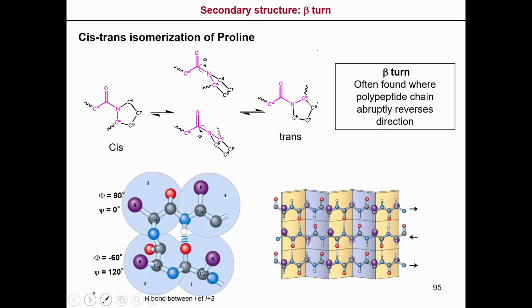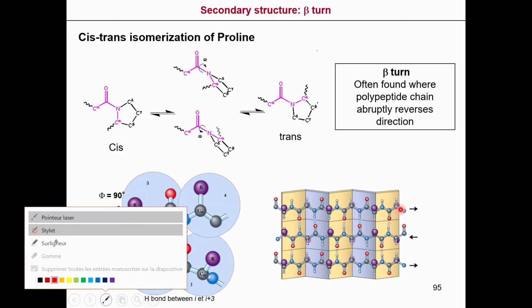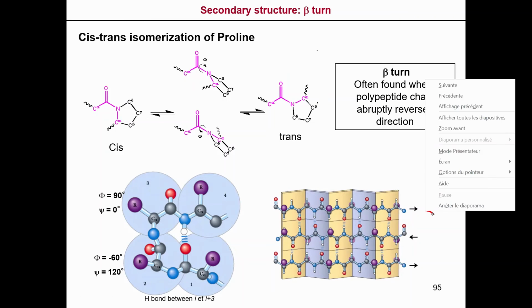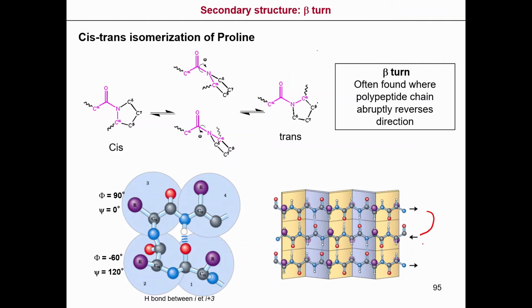A third secondary structure is the beta turn. Why? Because you usually have a globular protein, and because you have an anti-parallel sheet, you should have a change in the polypeptide chain between the first strand and the second. And here also. So you will have a beta turn between these different strands.